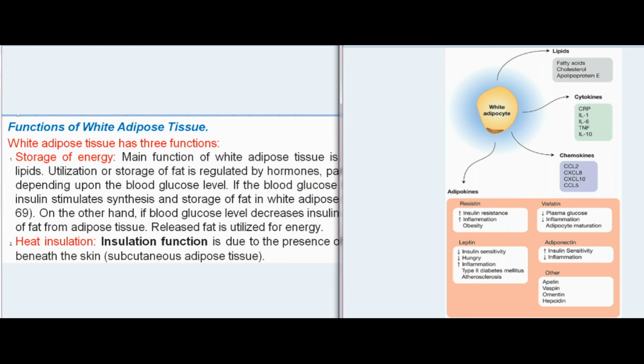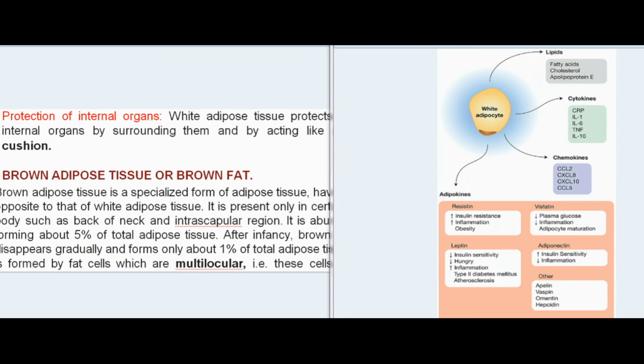Heat insulation. Insulation function is due to the presence of adipose tissue beneath the skin, subcutaneous adipose tissue. Protection of internal organs. White adipose tissue protects the body and internal organs by surrounding them and by acting like a mechanical cushion. Brown adipose tissue or brown fat.